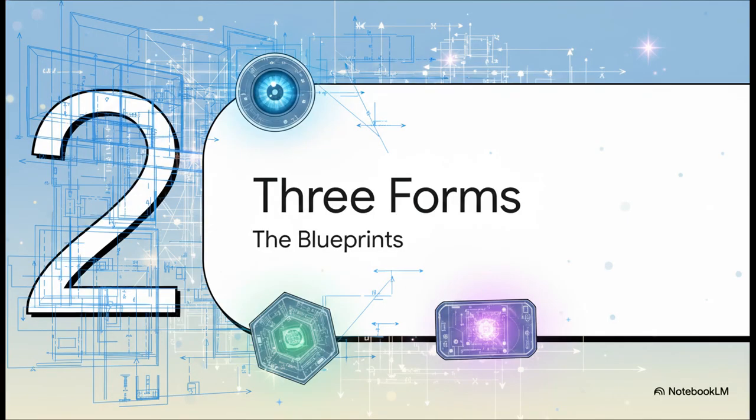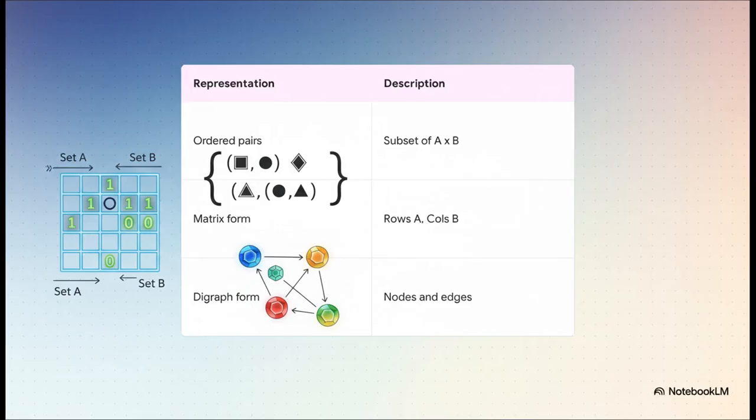Okay, moving right along to Section 2, 3 forms of representation, the blueprints. So once we have that foundational definition locked in, we can actually view it through 3 completely distinct blueprints. First up, we can look at it as a set of ordered pairs. This is the most direct translation of our definition, literally just a list showing exactly which element in A pairs up with which element in B, treating the whole relation as a simple subset.